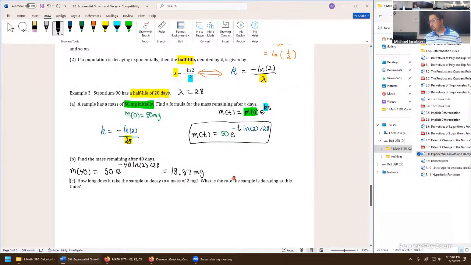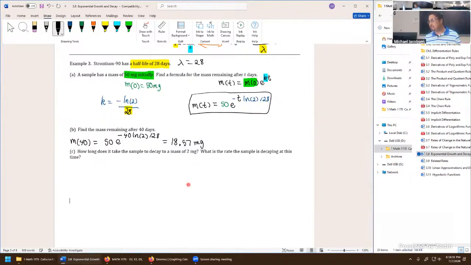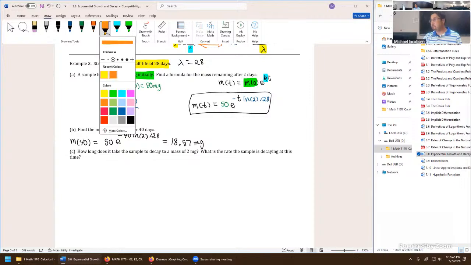Part C now asks, how long does it take the sample to decay to a mass of 2 milligrams? If this is really in medical imaging, a radioactive tracer in your system, then it's reasonable to ask how long until very little of it remains, just 2 milligrams of the 50. I don't know if they would put 50 of this inside of you, but still it's an interesting question. But the next part, this is a two-part question. What is the rate the sample is decaying at this time?